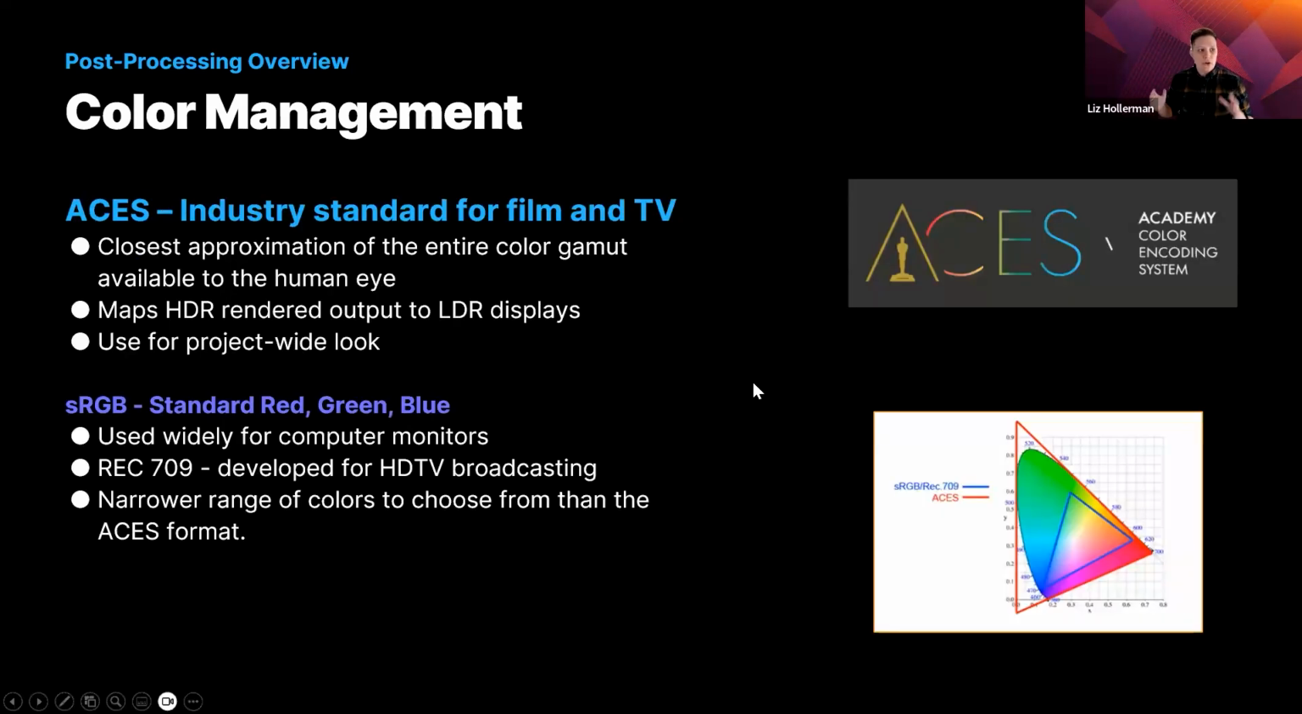So there's two areas that we're really going to talk about today for different types of color management. One is ACES, and the other is sRGB, or standard red, green, blue. Some of you might have heard the term sRGB before because it's very widely used for computer monitors. You also sometimes might hear it used interchangeably with Rec 709, which was developed for HD broadcasting.